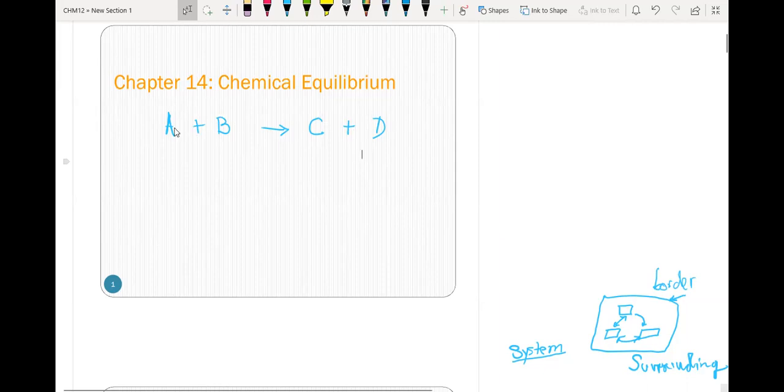We need to balance this generic equation. A, B, C, and D represent any chemical. This is just a generic equation that represents the reaction of A and B reactants to form C and D. Again, A, B, C, and D can represent any chemical compound in a particular chemical reaction. So we need to balance that. How do we balance that? Using stoichiometric coefficients. So I'm going to use stoichiometric coefficient a, stoichiometric coefficient b, stoichiometric coefficient c using lowercase, and stoichiometric coefficient d. So now we have a balanced chemical equation.